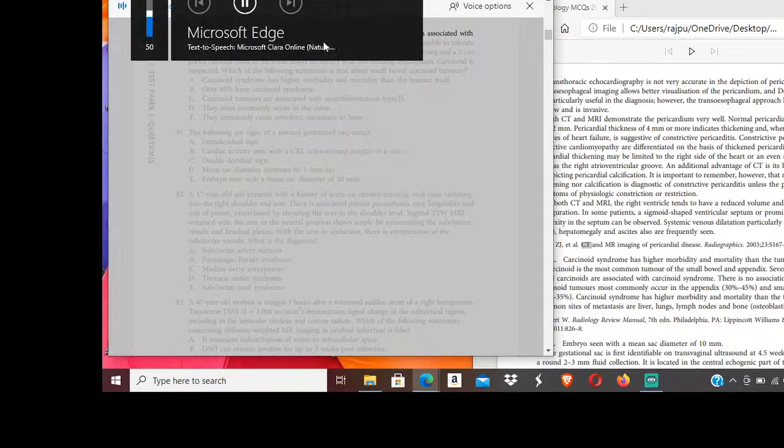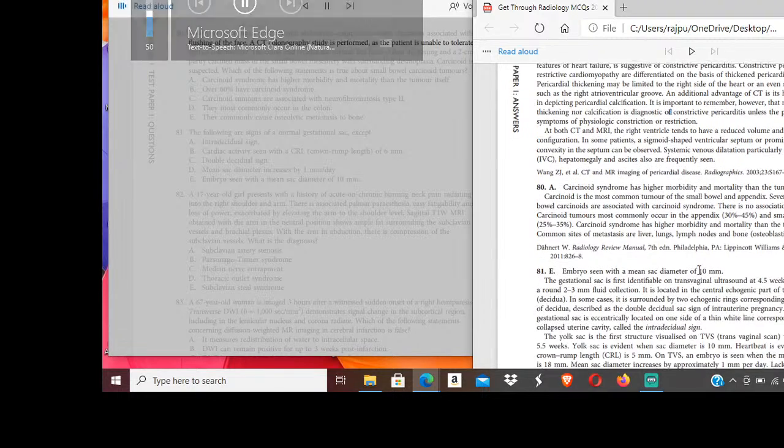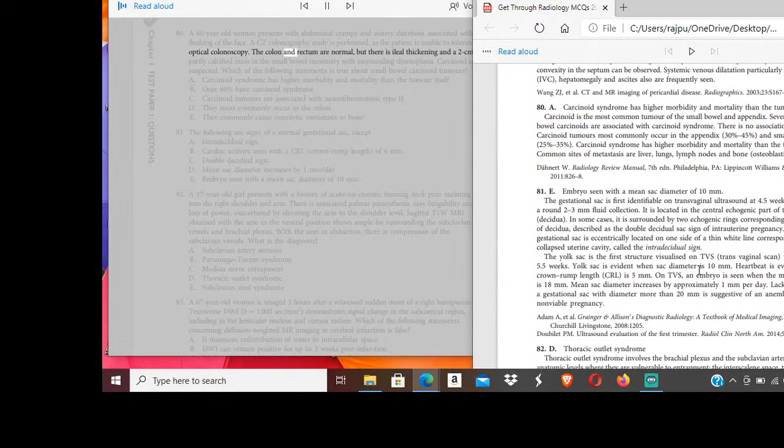80. A 60-year-old woman presents with abdominal cramps and watery diarrhea associated with flushing of the face. A CT colonography study is performed as the patient is unable to tolerate optical colonoscopy. The colon and rectum are normal, but there is ileal thickening and a 2 cm partly calcified mass in the small bowel mesentery with surrounding desmoplasia. Carcinoid is suspected. Which of the following statements is true about small bowel carcinoid tumors?